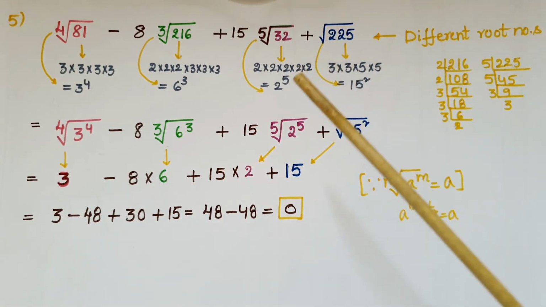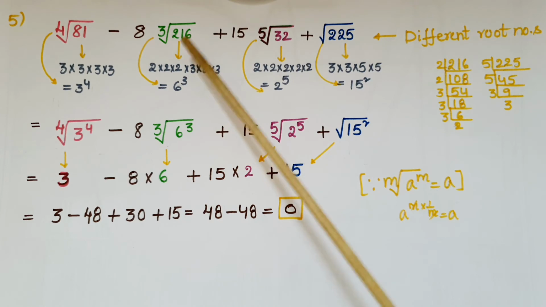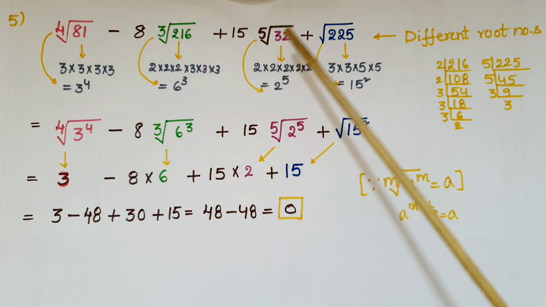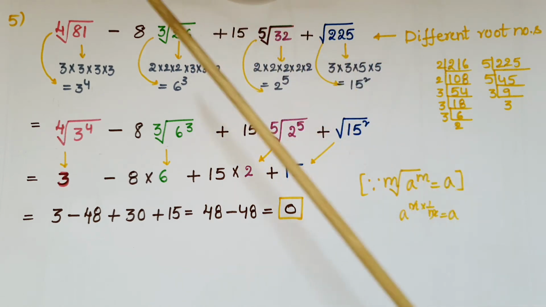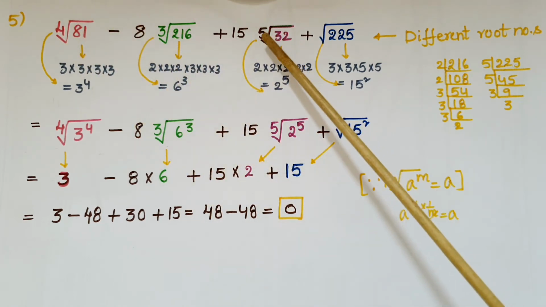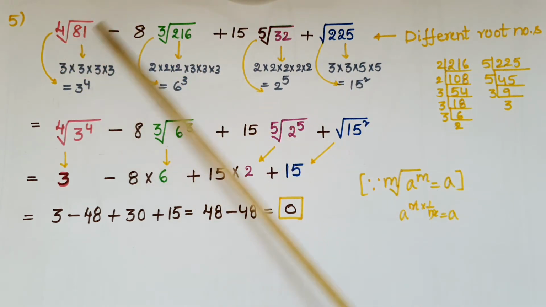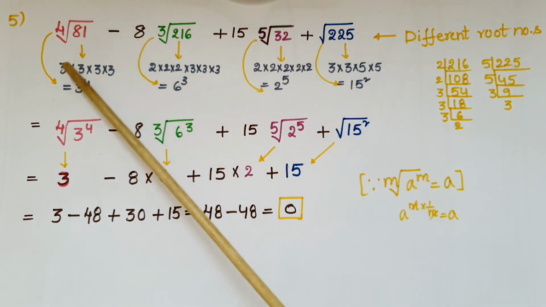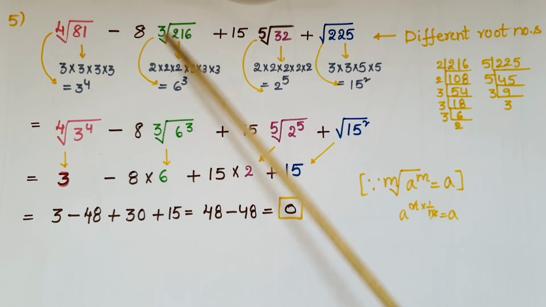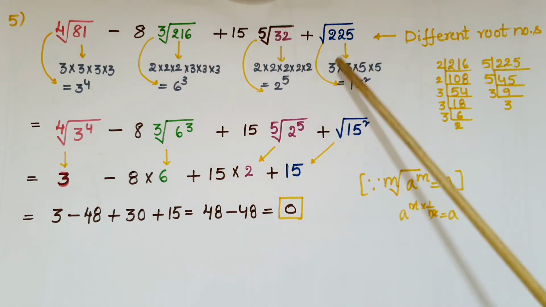This is next example: 4th root of 81 minus 8 into cube root of 216 plus 15 into 5th root of 32 plus square root of 225. So here all roots are different, here 4th root, here cube root, and here 5th root, and here square root. So first find prime factors for these numbers. 81, these are the prime factors, and 216, these are the prime factors, and 32, these are the prime factors, and 225, these are the prime factors.